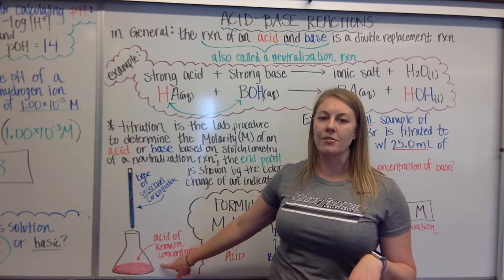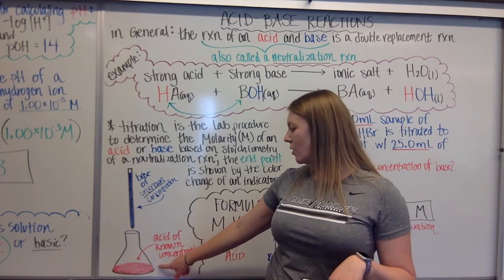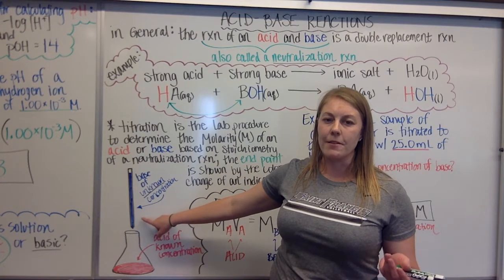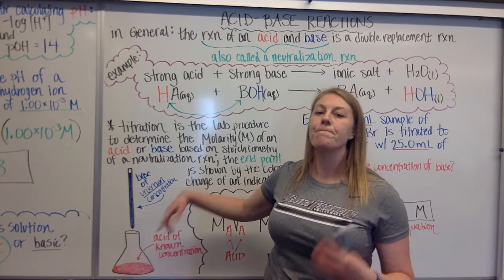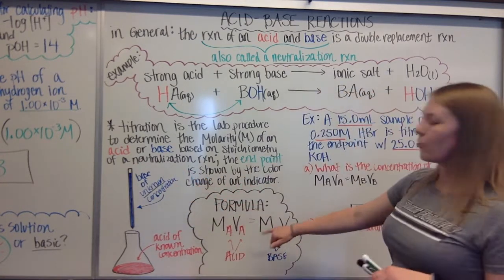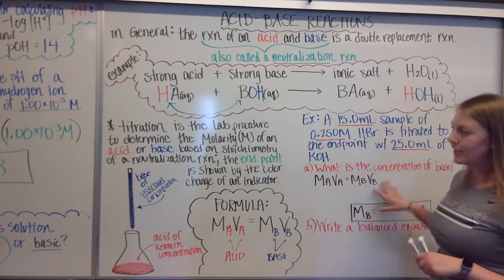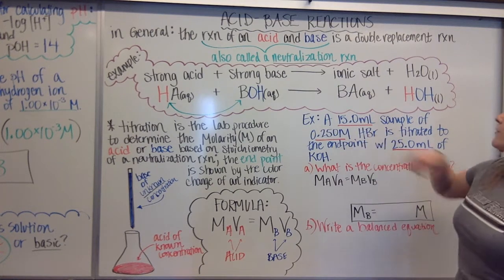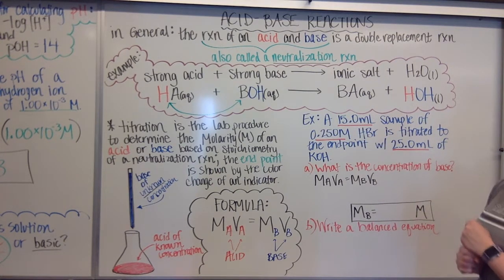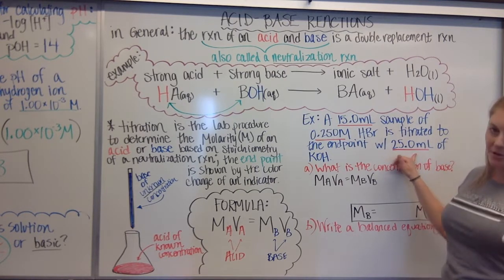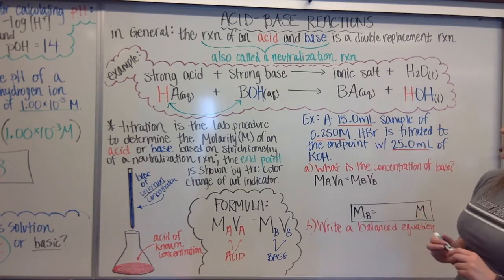We're going to have a known concentration of an acid in our Erlenmeyer flask. We use this burette to add small amounts of a base of unknown concentration, and we can figure out, using this formula, what the concentration of the base is. So, an example, before we end: we have a 15 milliliter sample of 0.25 molar HBr, titrated to the endpoint with 25 milliliters of KOH, potassium hydroxide. What is the concentration of the base?